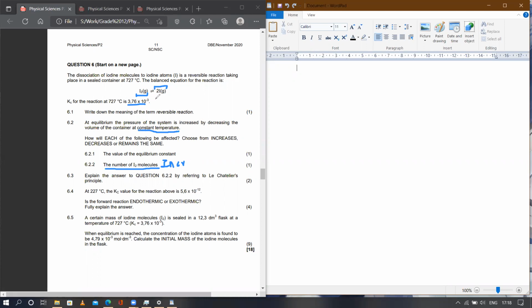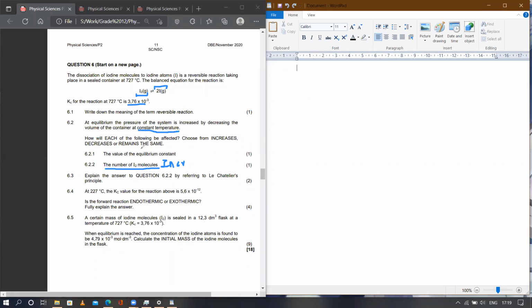So let's say the pressure is no longer getting increased, it's going to get decreased. You're going to say, according to Le Chatelier's principle, if pressure is decreased, the chemical equilibrium is going to shift to the side of more moles, and more moles of iodine atoms are going to be produced. So do you understand how you state it? It's usually a 3-mark question, but here it's 2 marks. Yes, I understand, sir. Okay.